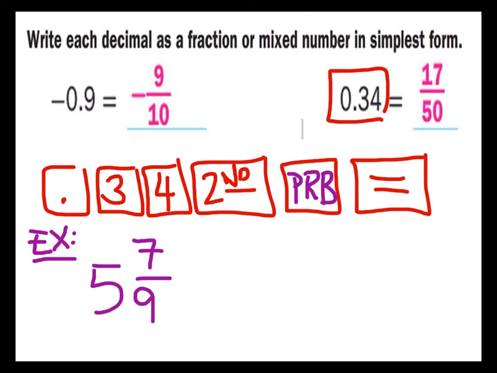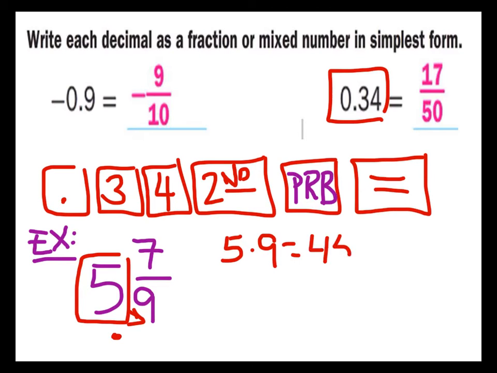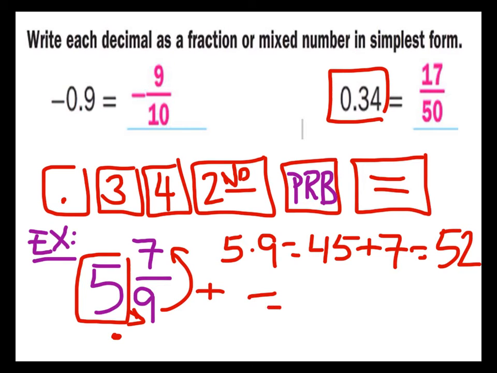All right. If we need to turn this into an improper fraction, I'm going to take this 5, multiply by the 9. This is multiplication. 5 times 9 is 45. Now I add this to the 7. That will give me my numerator, which would be 52. So my answer is 52 over whatever the denominator is here, which is 9.